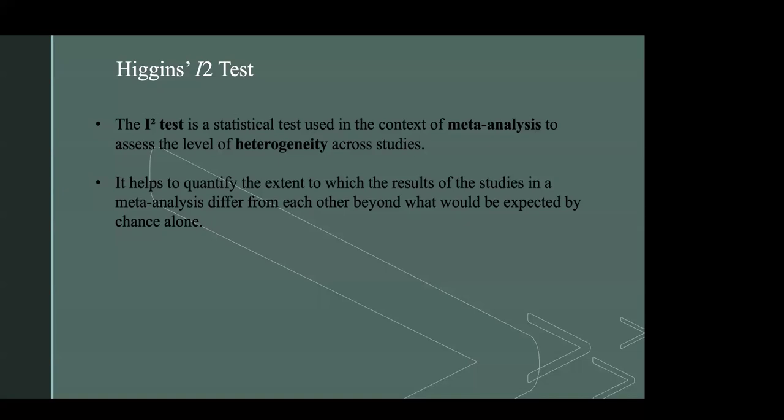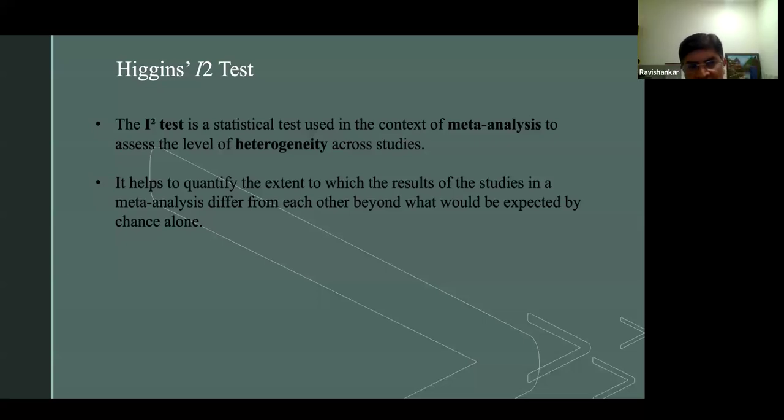Basically, the Higgins I-square test will tell you, for example, if it is 0%, then the heterogeneity is almost non-existent. It is very homogeneous. Up to 50% is fairly homogeneous. Beyond 50%, it becomes heterogeneous, obviously, and nearing 100%, it is a very heterogeneous population. So generally, what is expected is an I-square between 30 and 50%.